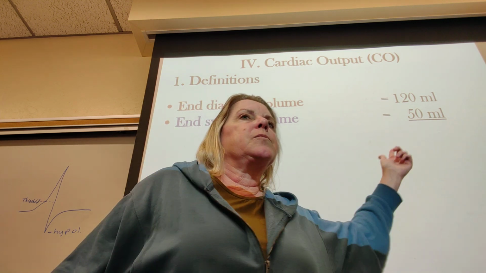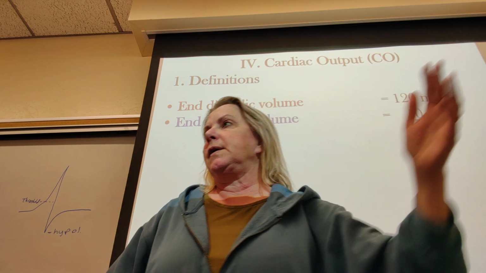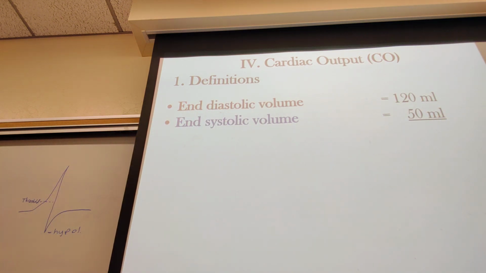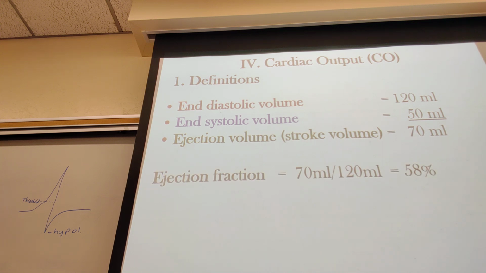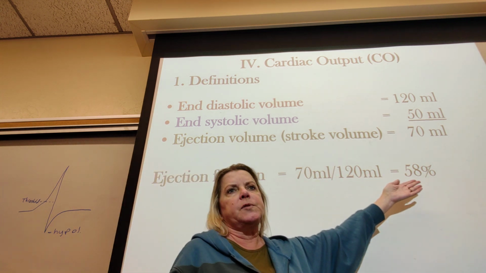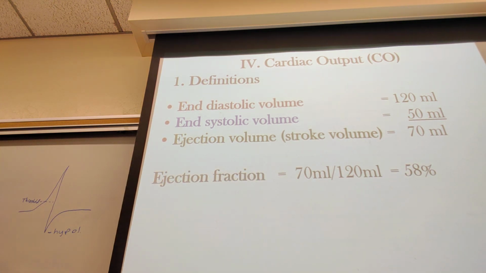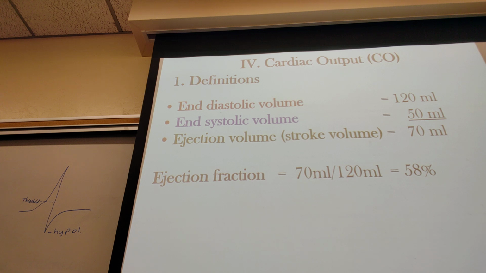How much was kicked out then? How much was ejected? 70. That's stroke volume. And an ejection fraction is just simple math. It's about 60%, close to 60%. We don't eject all of the 120. There's always some behind. That's reserve.